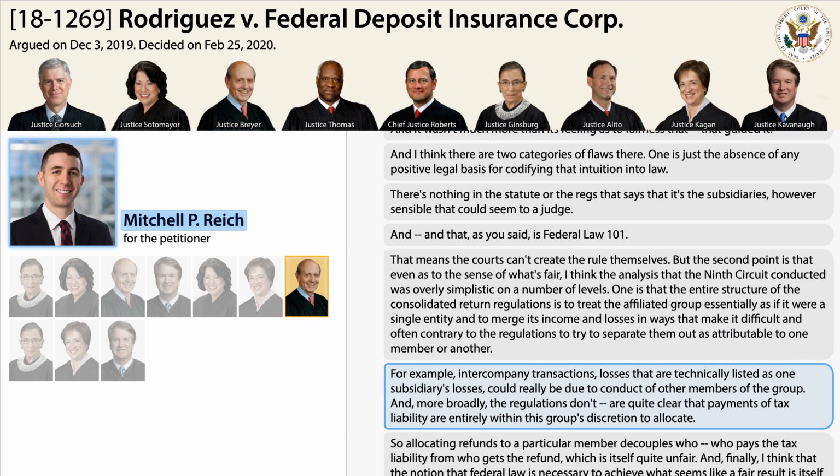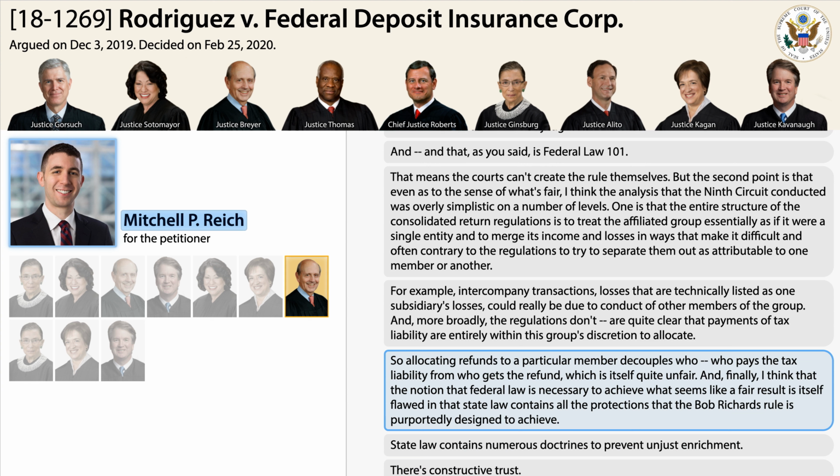For example, intercompany transactions, losses that are technically listed as one subsidiary's losses could really be due to conduct of other members of the group. And more broadly, the regulations are quite clear that payments of tax liability are entirely within this group's discretion to allocate. So allocating refunds to a particular member decouples who pays the tax liability from who gets the refund, which is itself quite unfair.